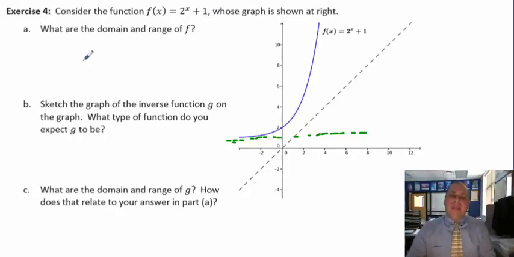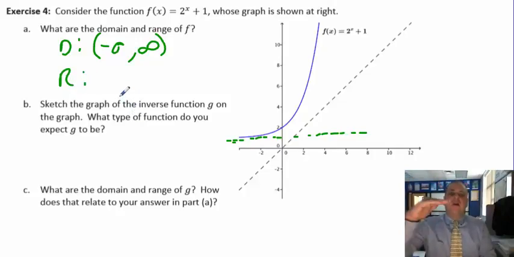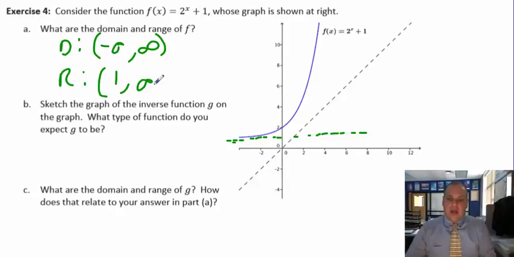So my domain doesn't change. My domain is still negative infinity to infinity. Okay, but my range changes. Instead of 0 to infinity, it's 1 to infinity. So my range is 1, infinity. Sketch the inverse function. So that's just, we've done a bunch of those, right? Just get my, erase this here.